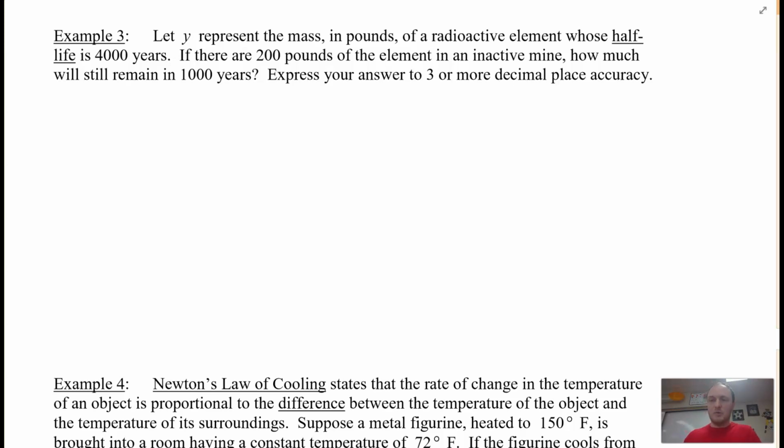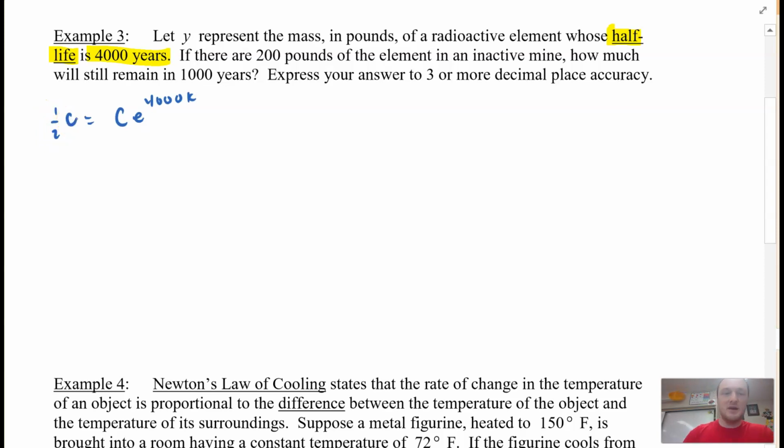All right, so with this problem, we're going to have to do a couple of things. We're going to do what we just did in the last problem. So they say that the half-life is 4,000 years. That means it takes 4,000 years for the amount to be cut in half. Okay, so I have an amount. Let's call it C. Okay, and then after 4,000 years, there is half of C.